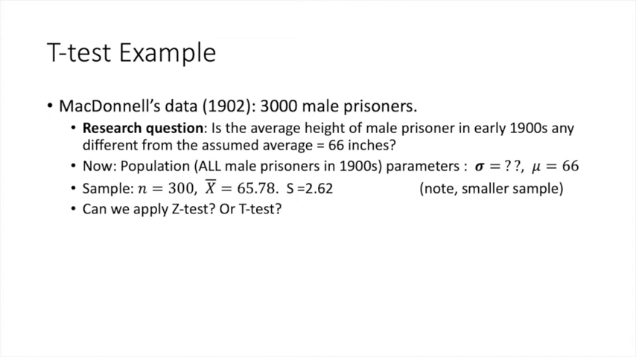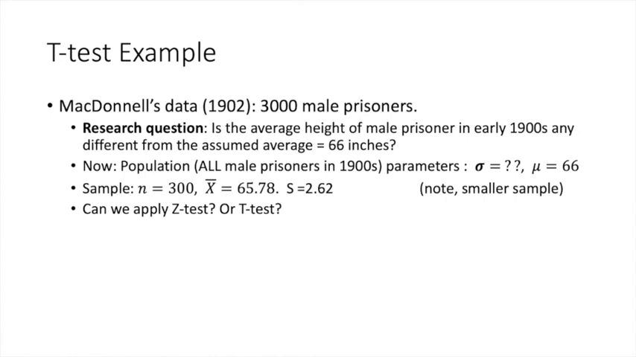Now let's conduct a t-test, this time on the prisoner data. Again, the research question tests if the actual mean height is less than the assumed height of 66 inches. Notice this time the population standard deviation is not available. So can we apply the z-test? No, instead we must use the t-test because the sample size of 300 is large enough, though it is smaller than the sample size of 3000 last time.